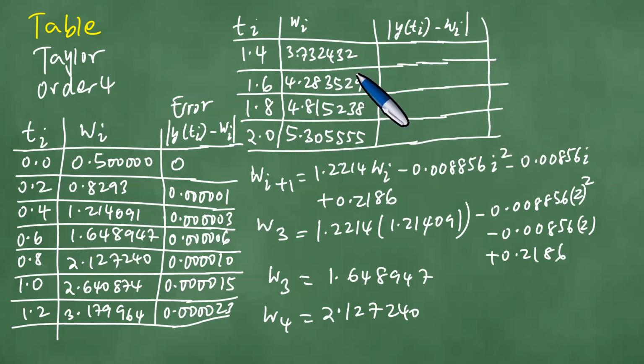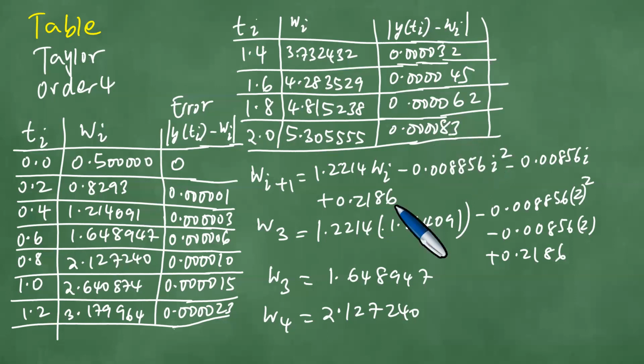For example, at 1.4, 0.2432, 2445, 1.8, 2462, 2483. This is the result we get: the difference between the exact and the approximate value at each of the values of t, and obviously this is what you get for the Taylor method approximation.